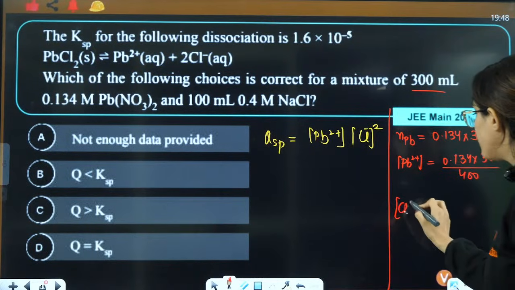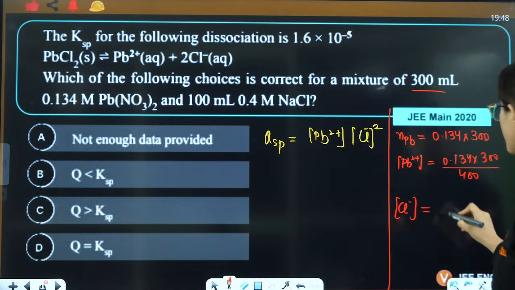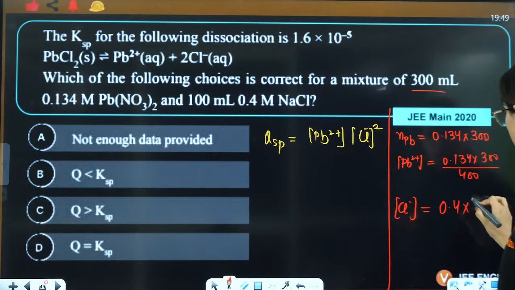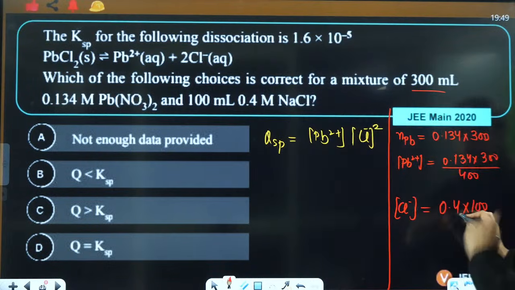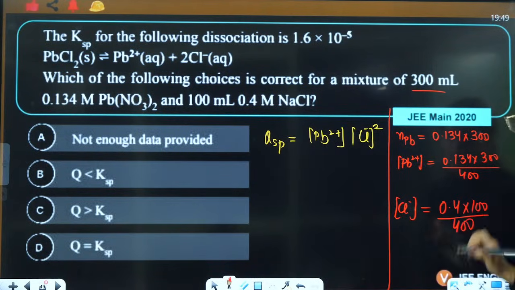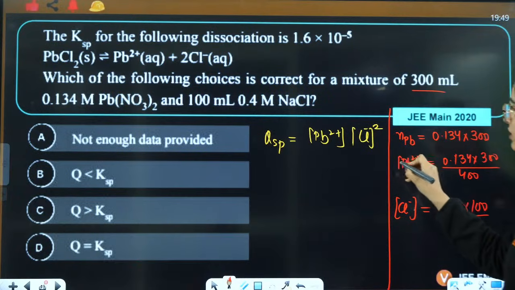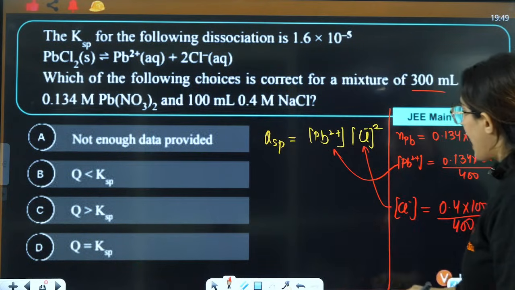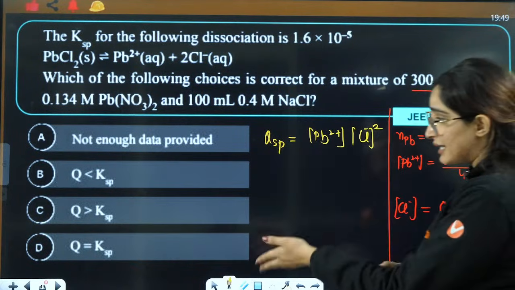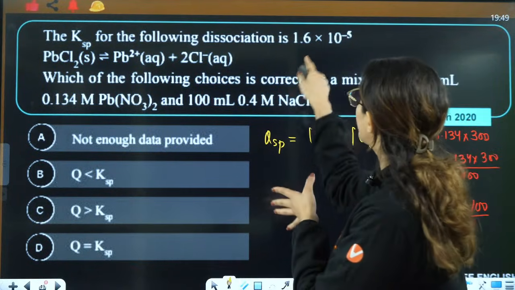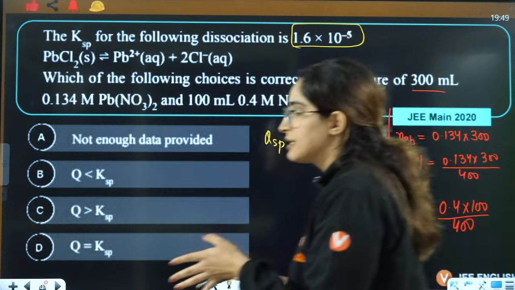Similarly, the concentration of Cl- is going to be molarity multiplied by volume, that is given for NaCl, divided by overall volume, that is 400. Now solve this, put these values here, and then you have to see what is the value of QSP. Is it greater, is it less, or is it coming out to be equal to KSP?